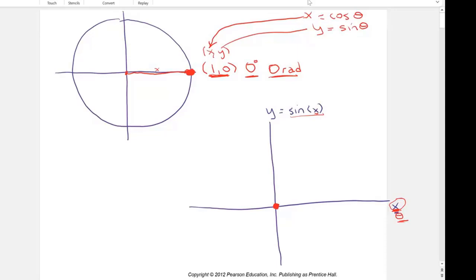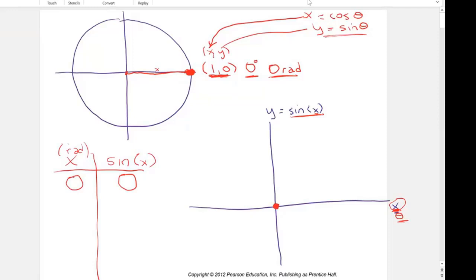So if I'm graphing the sine, I'm actually looking at what the sine is here. Maybe I should make a chart over here. Let's call this x, and let's call this sine of x. So when x is 0, and this is in radians, okay? When x is 0, I look here, and I know that my y is 0 because my y value here is the same as the sine. You with me now? Yes.